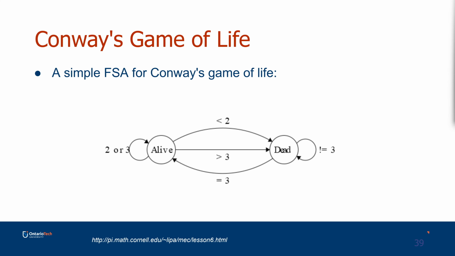So we have 2 states, alive and dead. And neither one is an accept state because these are both perfectly valid states for that cell to be in. And if we're in the alive state and we have 2 or 3 alive neighbors, then we stay in the alive state. But if we have less than 2 alive neighbors, we become dead. And if we have greater than 3 alive neighbors, we become dead. And if we were already dead and we have 3 alive neighbors, then we become alive. Otherwise, we stay dead. So really, really simple.